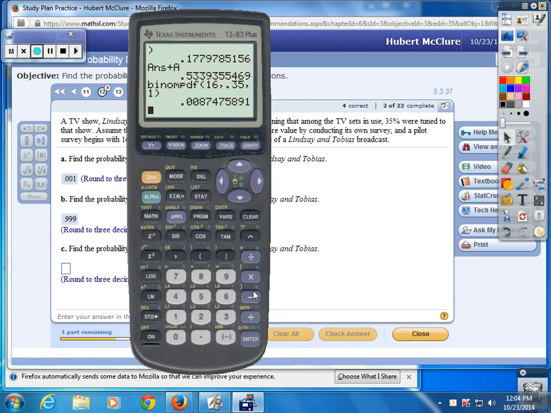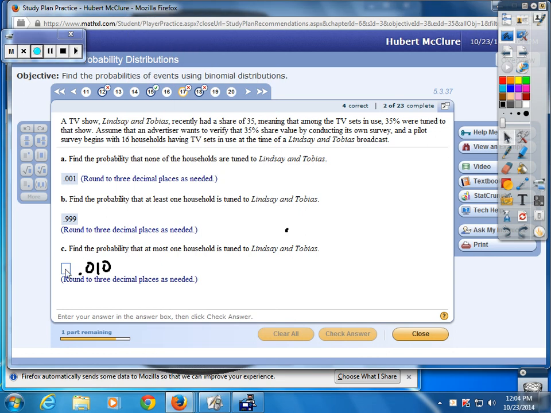Is equal to that plus 0.001. Oops. I get 0.010. So this should be 0.010, which is 1%. So we plug that in, 0.010, and we feel good about ourselves.